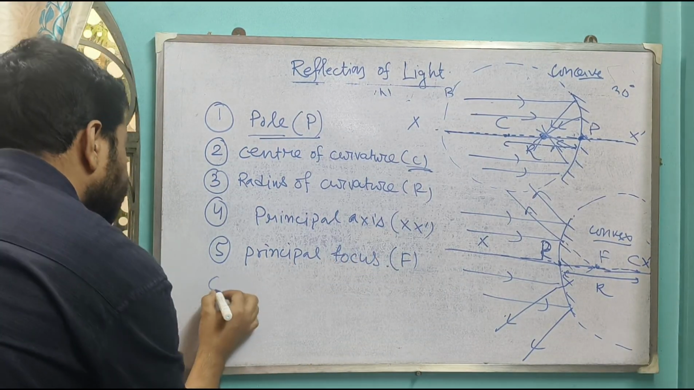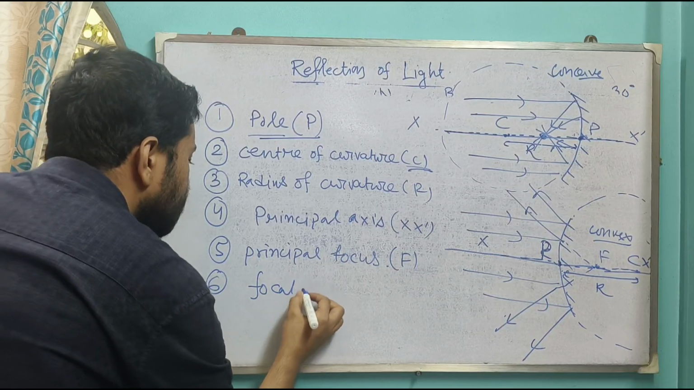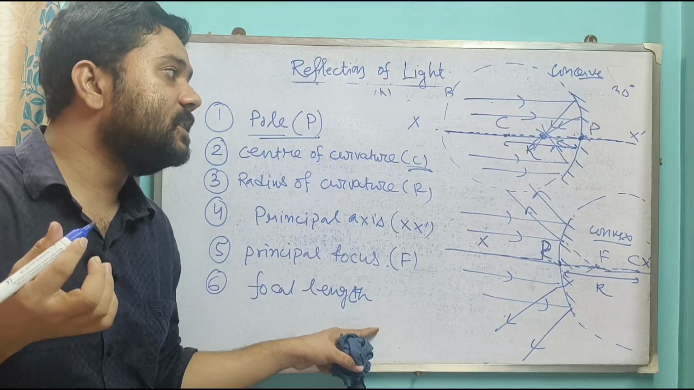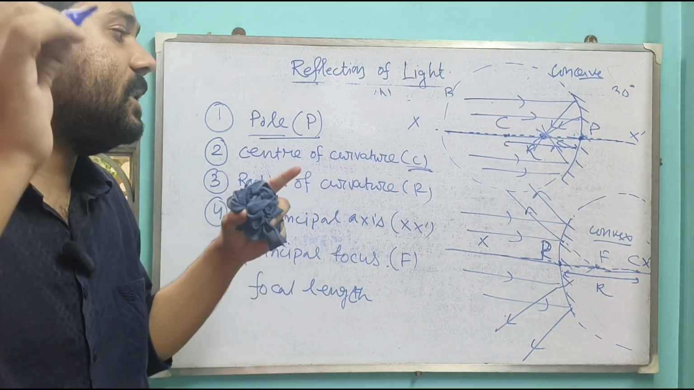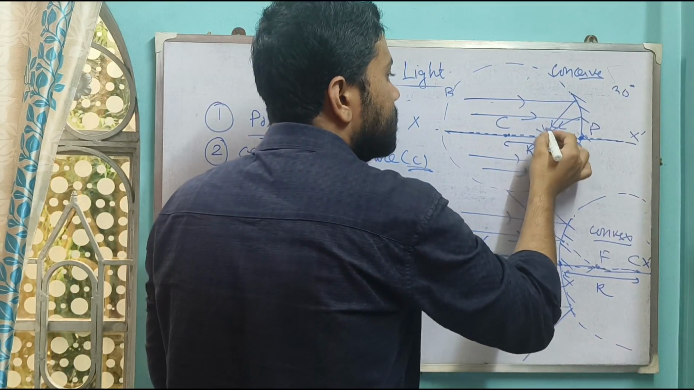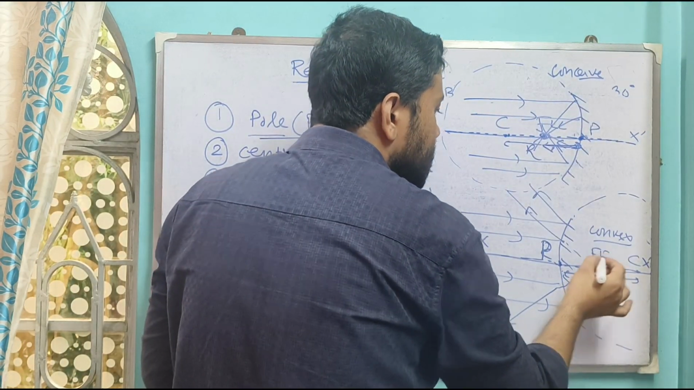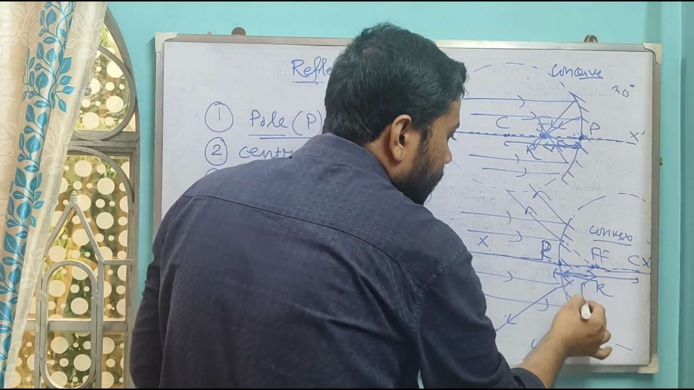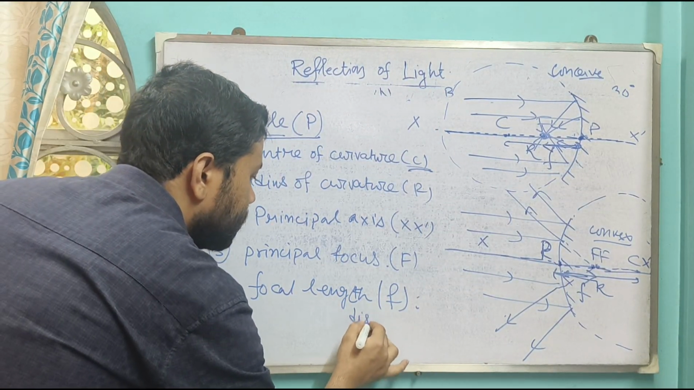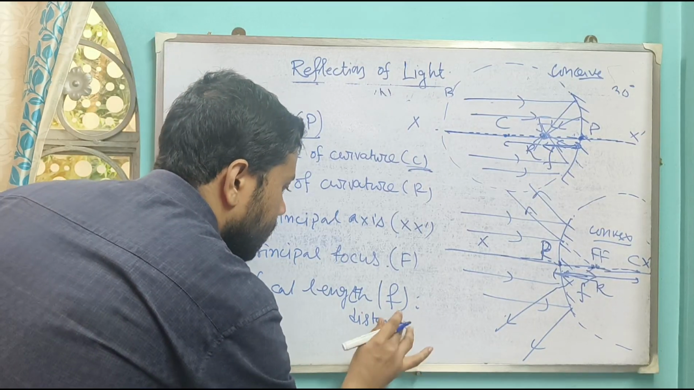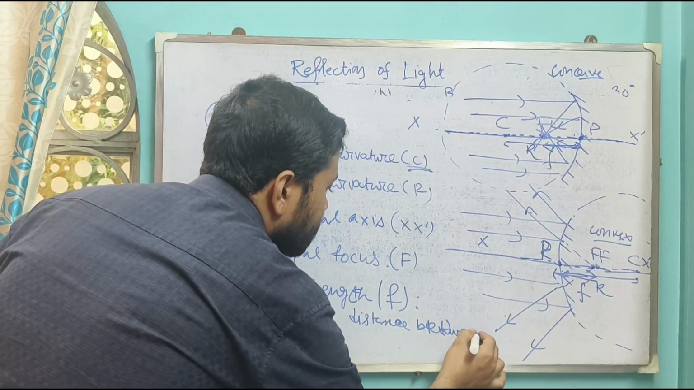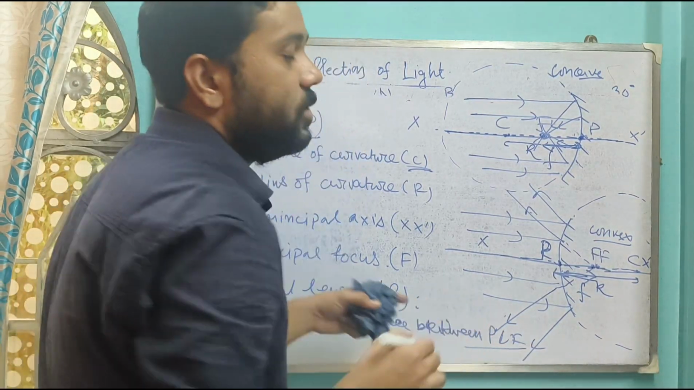Now the next important thing is the focal length. What is focal length? Basically, the focal length is the distance between the pole and the focus. We have studied that this is the focus, so this distance is f. It is the distance between the pole and the focus, and we represent it by f.